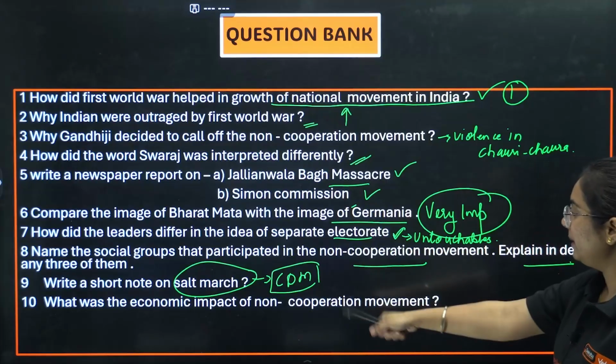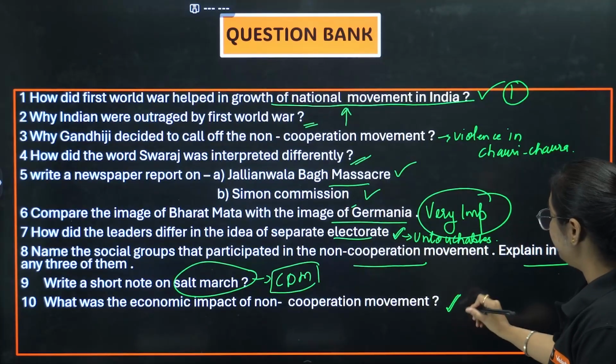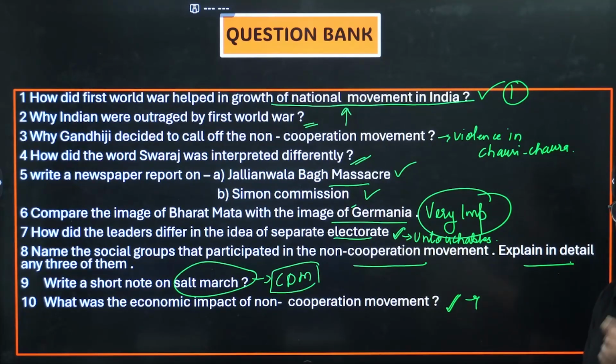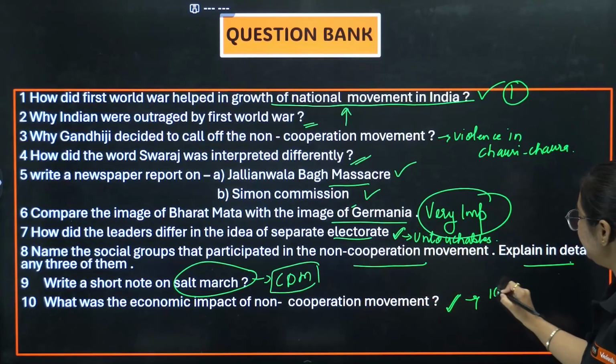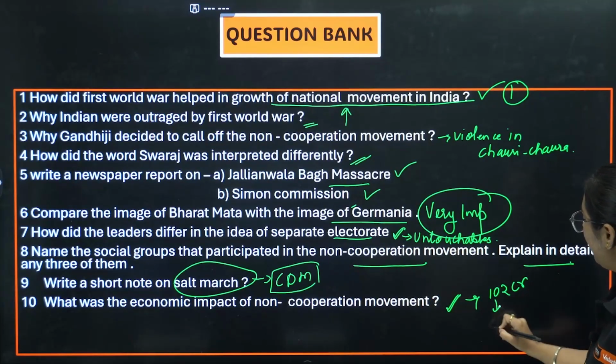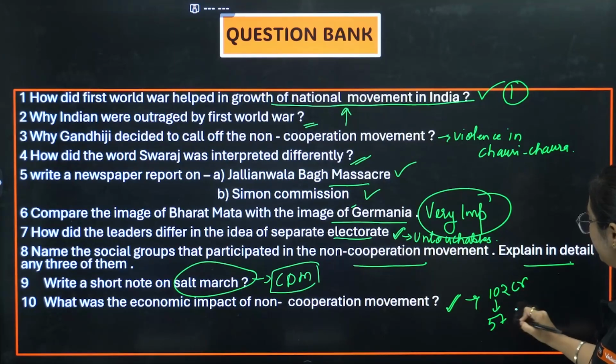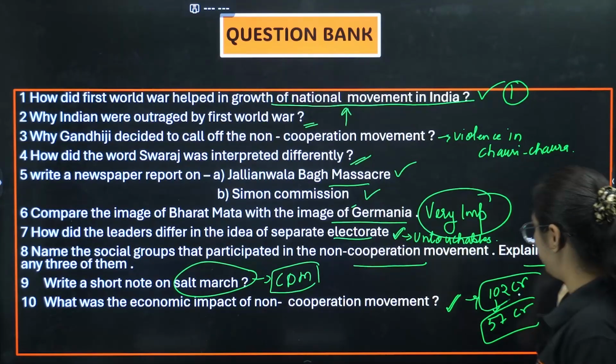What was the economic impact of the non-cooperation movement? Very, very important, because we saw that we boycotted all the foreign goods, foreign liquor, that resulted in the decline of the British economy, from 102 crore to 57 crore here.